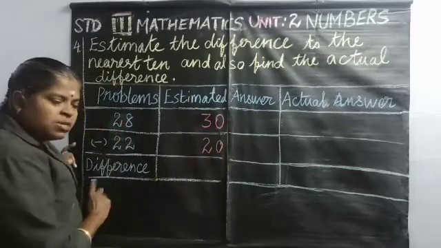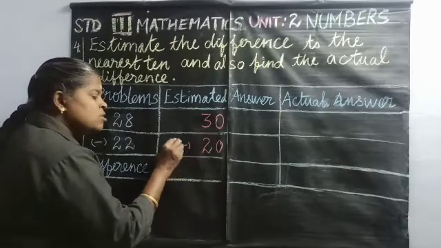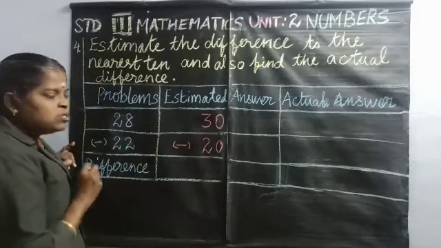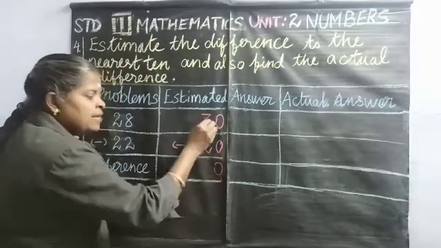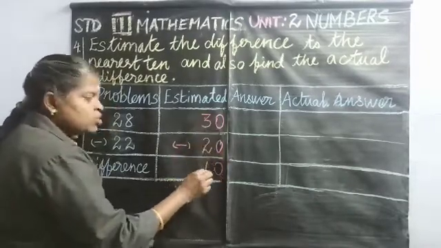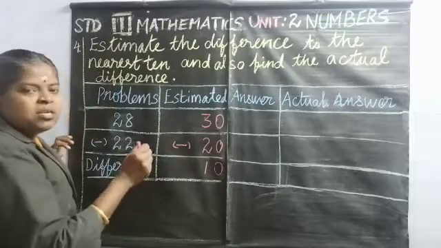So for difference, what can we do? We have to subtract. Difference means we have to subtract. 0 minus 0 is 0. 3 minus 2 is 1. So 30 minus 20 is 10.